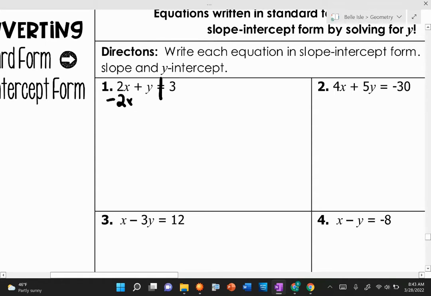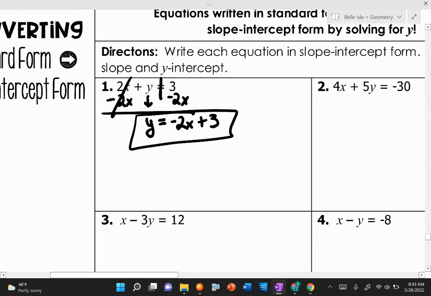So we'll subtract 2x from both sides. Subtract 2x, subtract 2x. Bring the y down. It's going to be y equals, the 2x's cancel out over here, and now I have negative 2x plus 3. Boom, you're done. It's not bad at all.